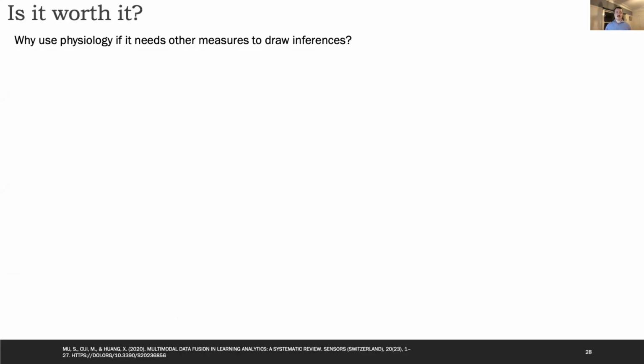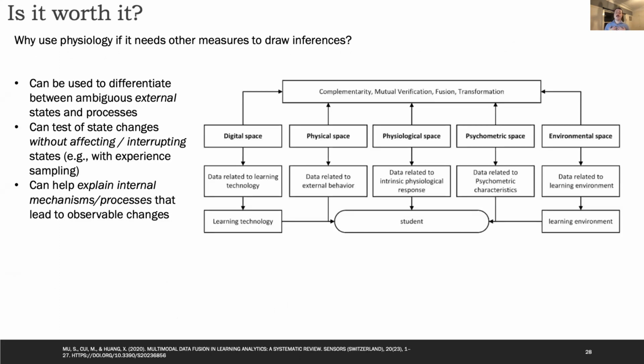So ultimately, I just wanted to end on, is physiology worth measuring, especially if you need all these other measures anyway to draw inferences? And of course, I'm going to say yes, but I think it's most useful when you can use it to differentiate between ambiguous external states and processes. It's also really useful for testing state changes without interrupting those states. And I think it's really useful for explaining internal mechanisms that lead to observable changes.